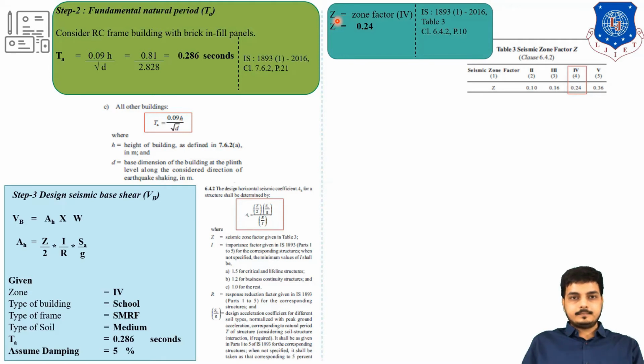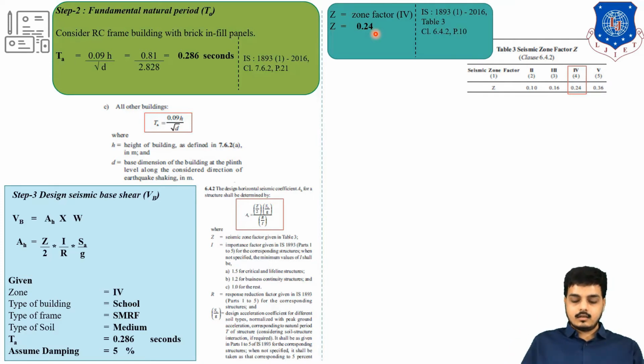So first of all, Z, the zone factor, as it is situated in zone 4. In Table 3, page number 10, clause 6.4.2, for zone 4, the factor is 0.22. So I have written Z equals 0.22. It is simple, it is not so hard.